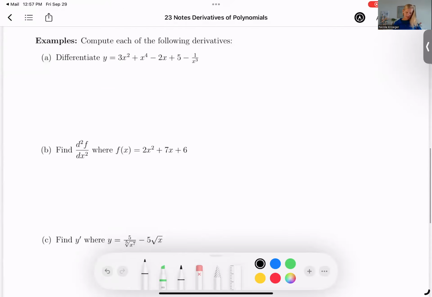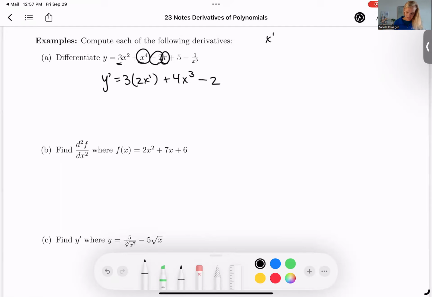So you might want to try these examples on your own first, but I'll go ahead and record them. So this first one's differentiate, so find the derivative. So if I look at this, I keep the 3 out front. The derivative of x squared is 2x to the first. Then I add. This one's just using the power rule, 4x cubed, because I brought the 4 down, I subtract 1 from the exponent. Now we're going to have minus 2, we just keep that constant out front.